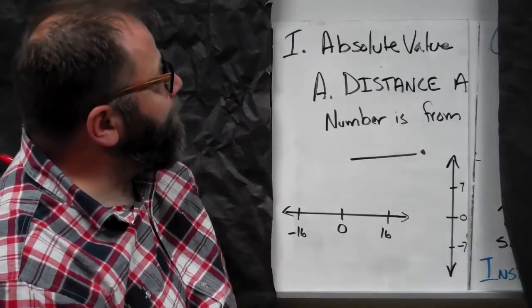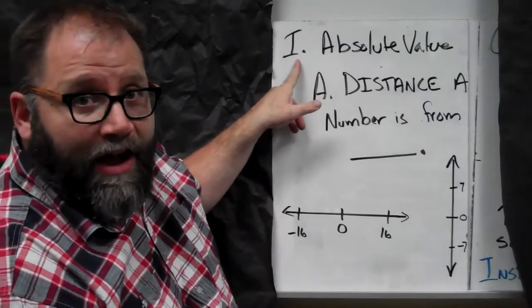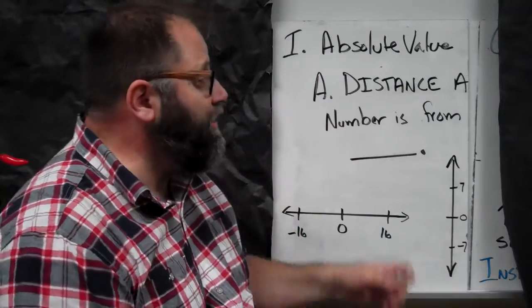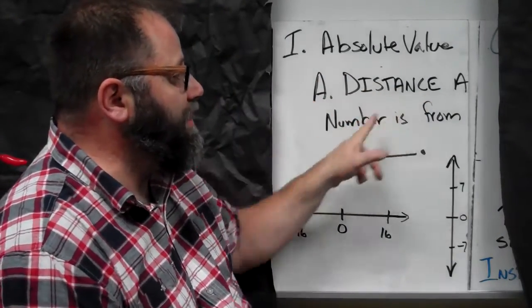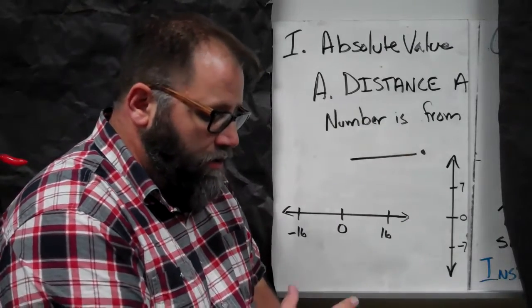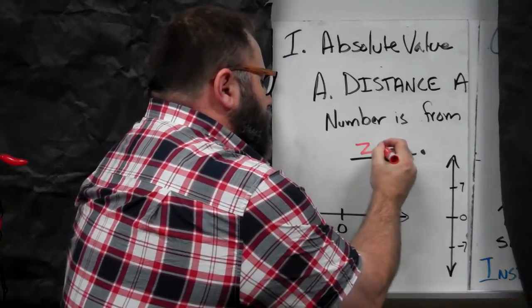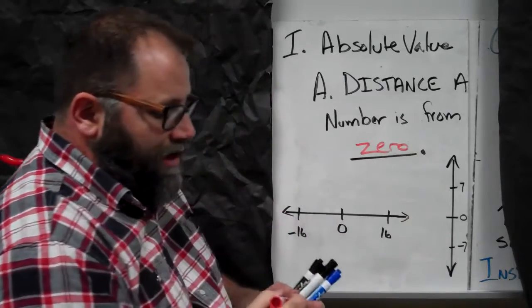Big letter I here for number one, Roman numeral one. Absolute value. Here comes a definition. The definition of absolute value is the distance a number is from, you said it in your head already, 0. The distance a number is from 0.